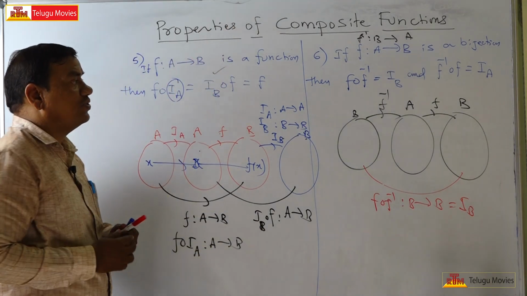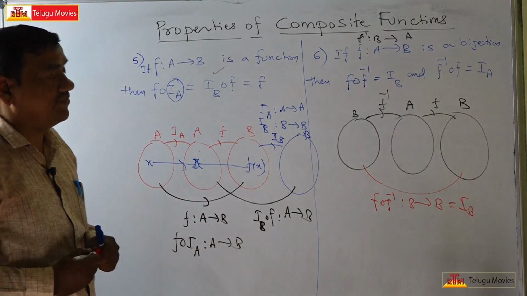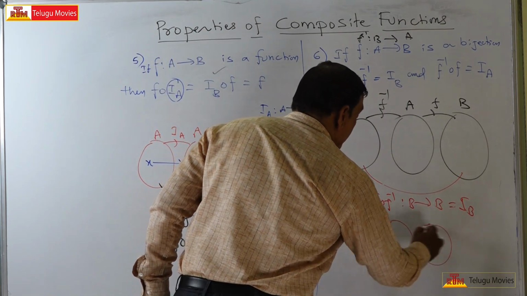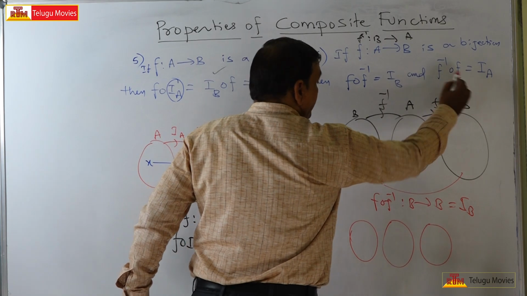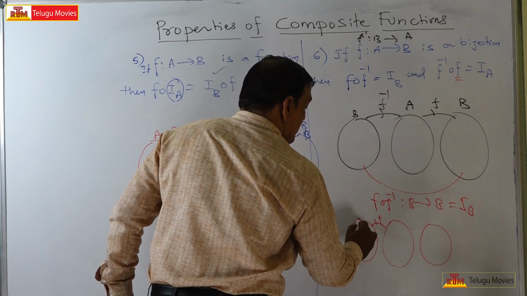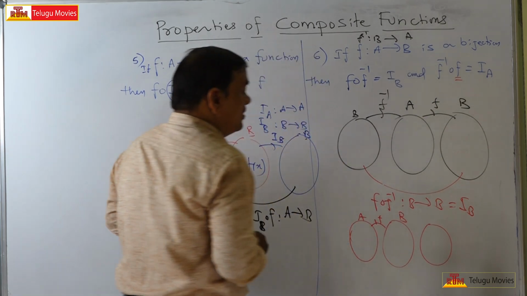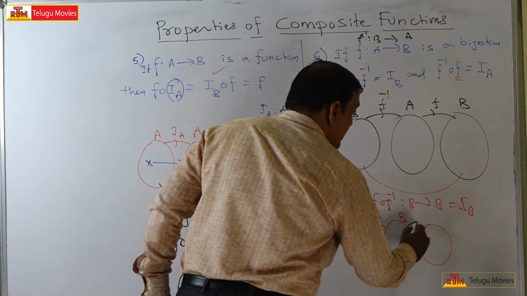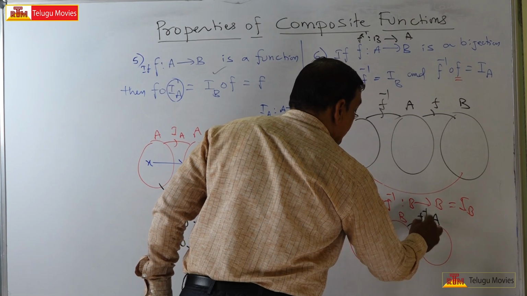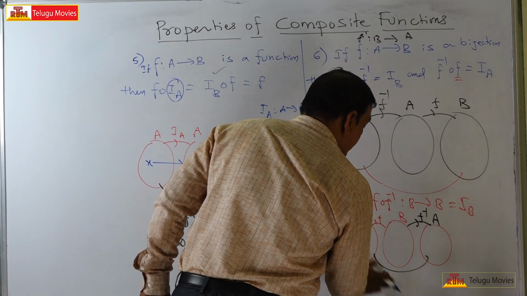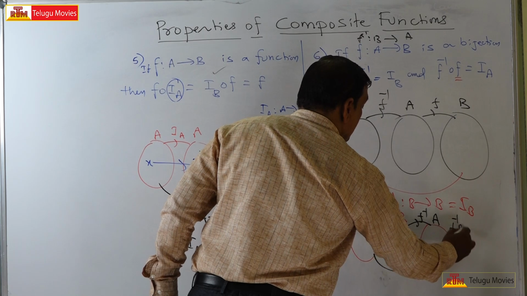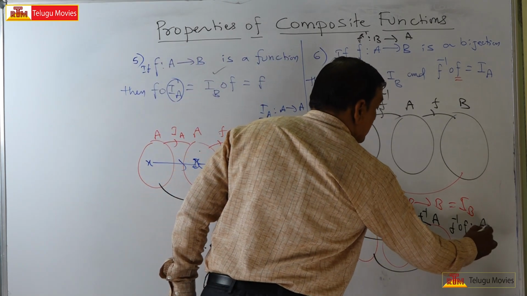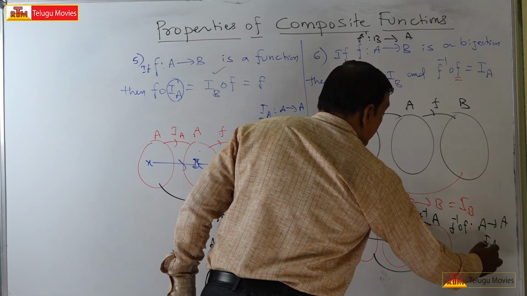Then how to prove that f inverse circle f? For this, here also you have to take three non-empty sets. First you have to take f, so this is f from A to B. f inverse is from B to A. So f inverse circle f is equal to, is it not, A to A? So this is given by I_A.